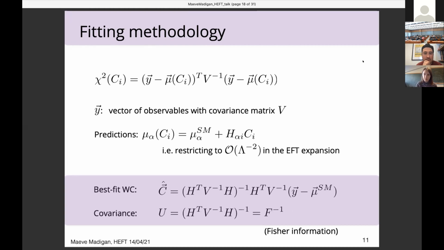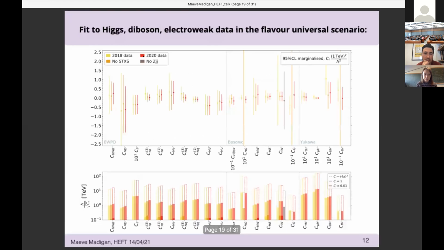So moving on to some of the results. First, I'll show you a fit in the flavor universal scenario. So this is that SU(3) to the 5th symmetry, which leaves us with a set of just 20 operators. So these are these operators shown here on the x-axis. And we're using just the Higgs, Diboson, and Electroweak data in this fit. And the main result is that in red, we're looking at the full set of 2020 data. This is the data I showed you a few slides ago.